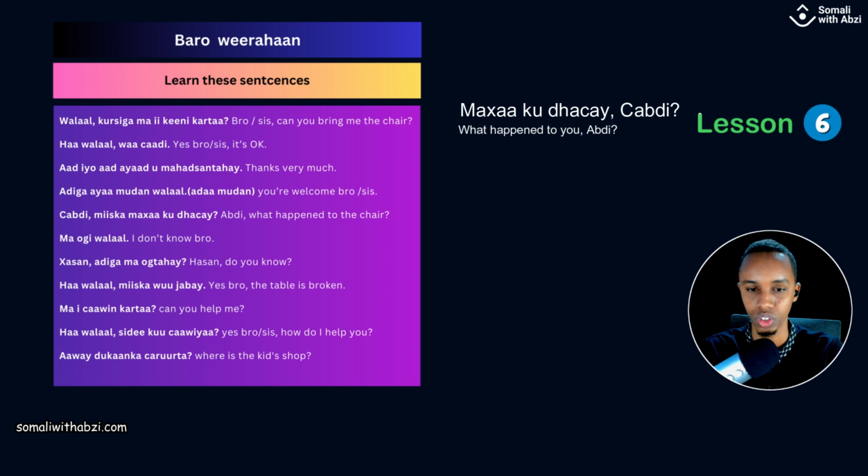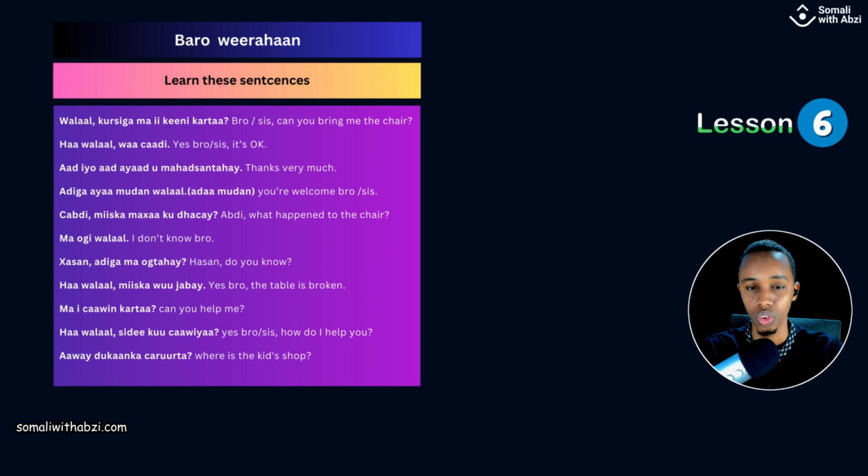Learn these sentences or phrases. So we're going to make some sentences using the phrases or words we just learned. Let's start with the first one. Walaal kursiga ma ii keeni kartaa. Ha, walaal waa caadi. So walaal in Somali means brother or sister. You can just say it to anyone.